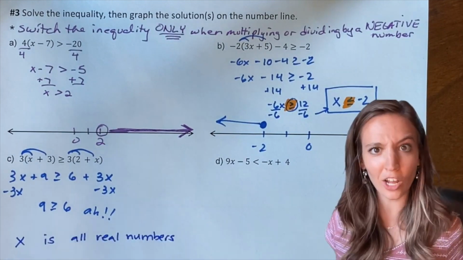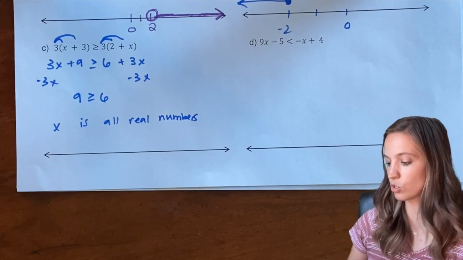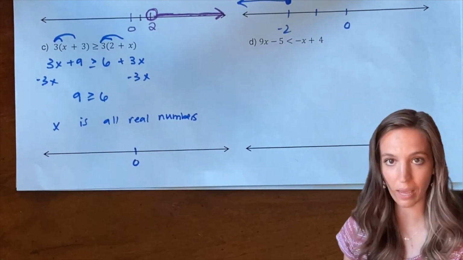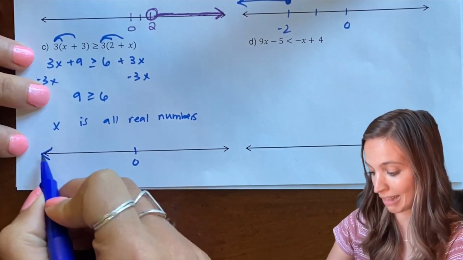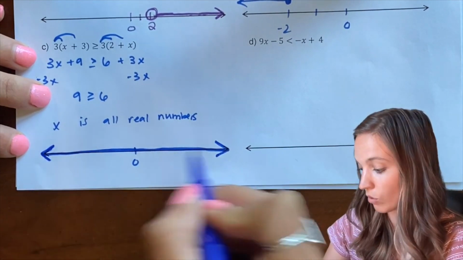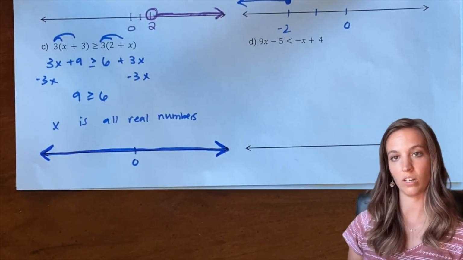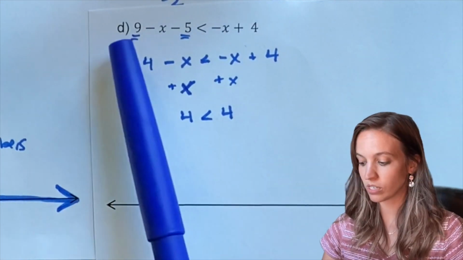Well, what's that gonna look like on a number line? If x is all possible real numbers, there's infinitely many solutions I could graph. So I'm gonna still label 0, but when I go to draw my ray, now it's gonna be just this big line where I'm gonna shade the entire number line to show that every possible value would work for this inequality.